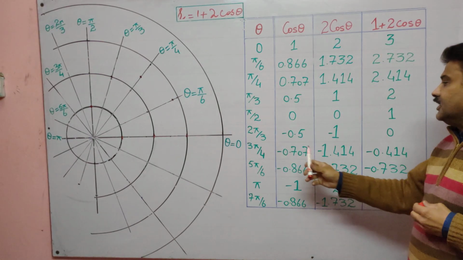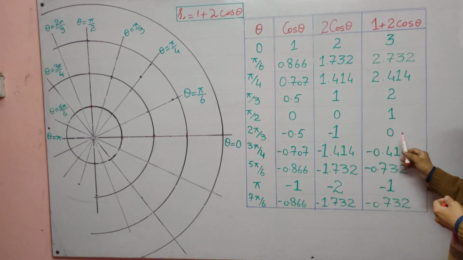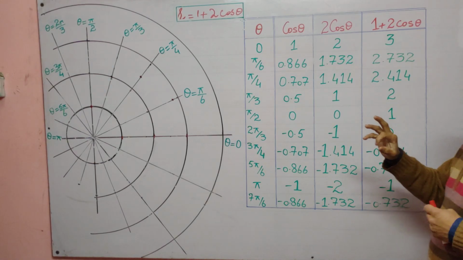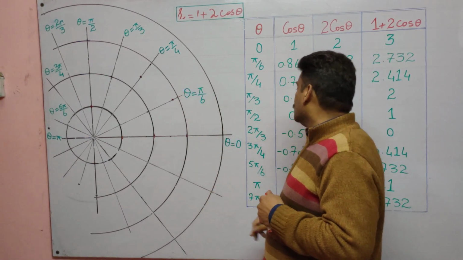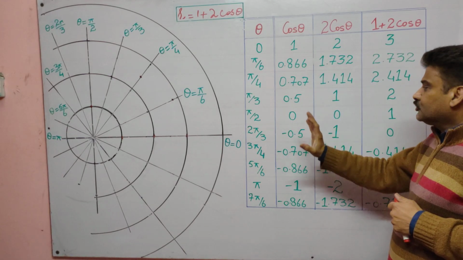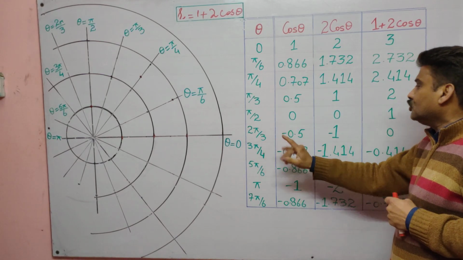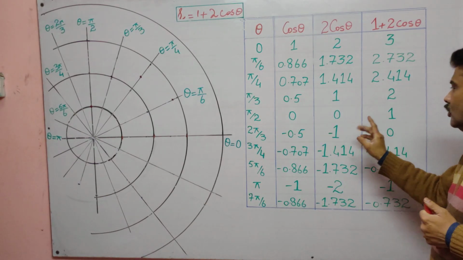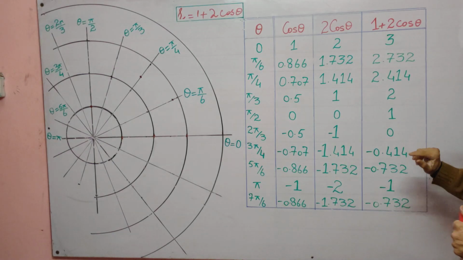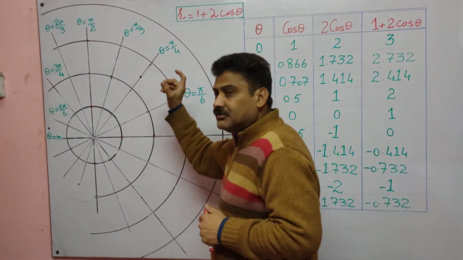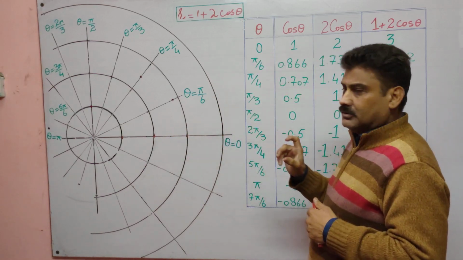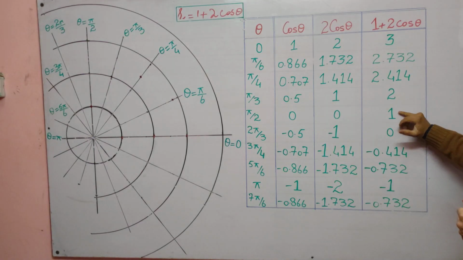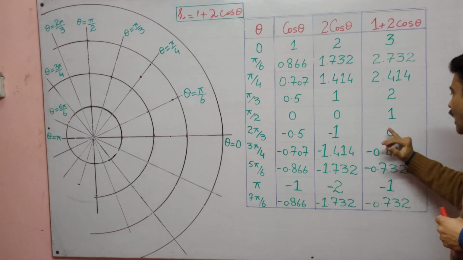For the next angle, when theta is equal to 2 pi by 3, the value of r is 0. This is a point to note. From theta is equal to pi by 2 to theta is equal to 2 pi by 3, the branch of the curve is coming very closely to the pole, because at theta is equal to pi by 2, r is 1, and at theta is equal to 2 pi by 3, r is 0.